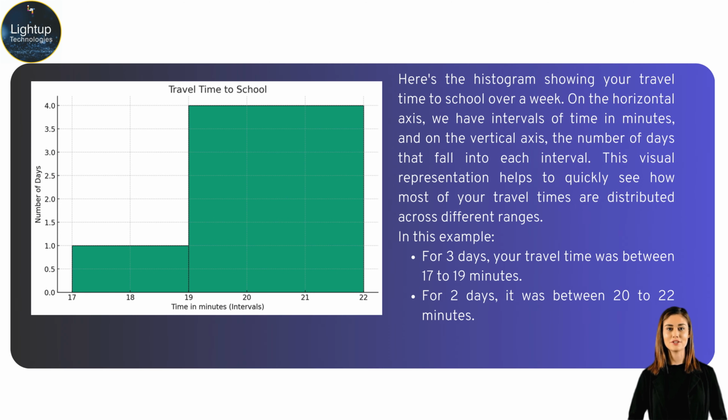Here's the histogram showing your travel time to school over a week. On the horizontal axis, we have intervals of time in minutes, and on the vertical axis, the number of days that fall into each interval.